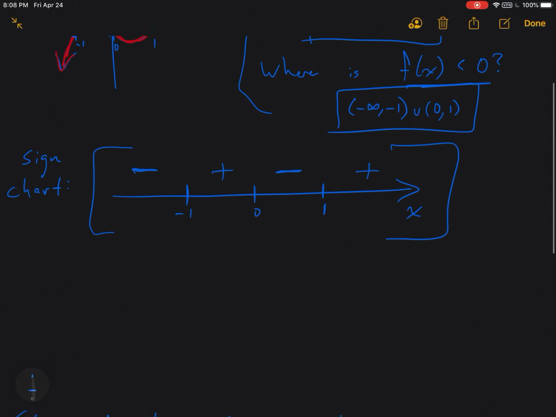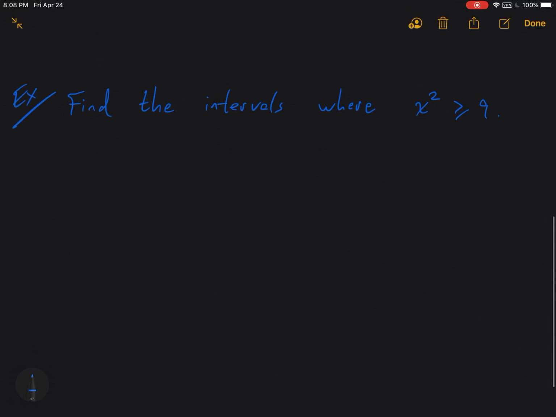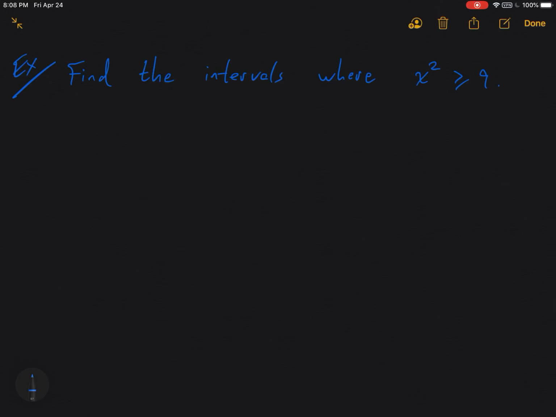So that's what we're doing in this section. We're going to be working on building a sign chart like this. And let's work through an example. So here we want to find the intervals where x squared is bigger than 9.